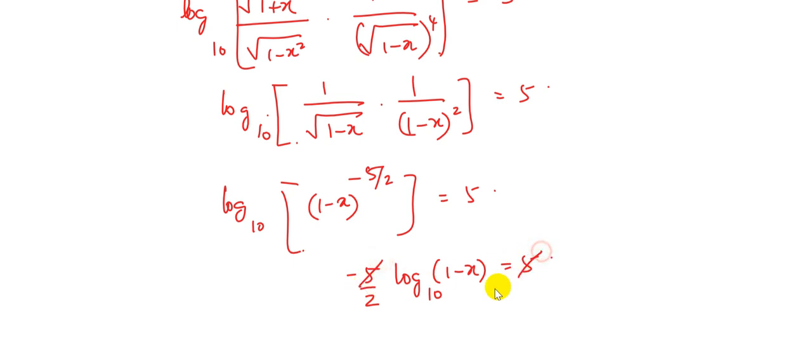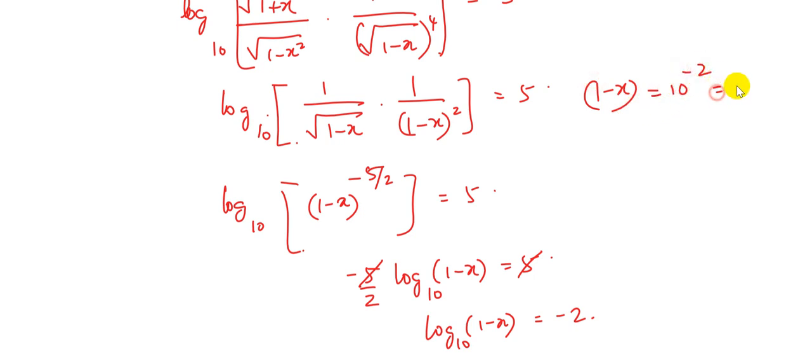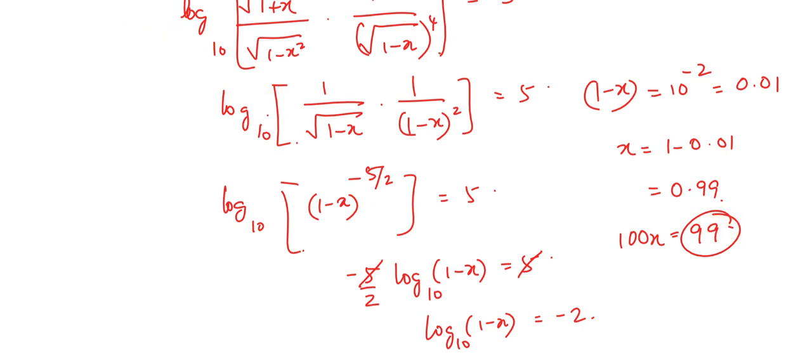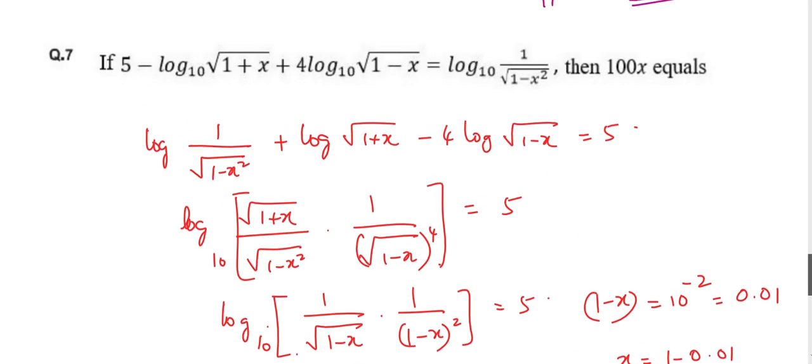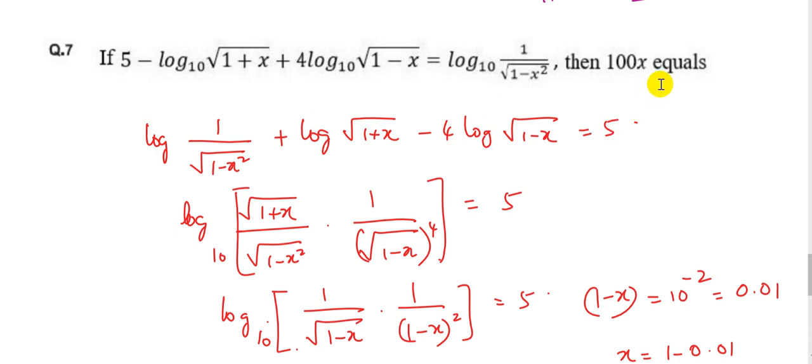So 5 cancels. So log of 1 minus x to the base 10 equals minus 2. So 1 minus x equals 10 to the power minus 2, which is 0.01. So x is 1 minus 0.01, which is 0.99. So 100x will be 99. So the value of 100x would be 99.